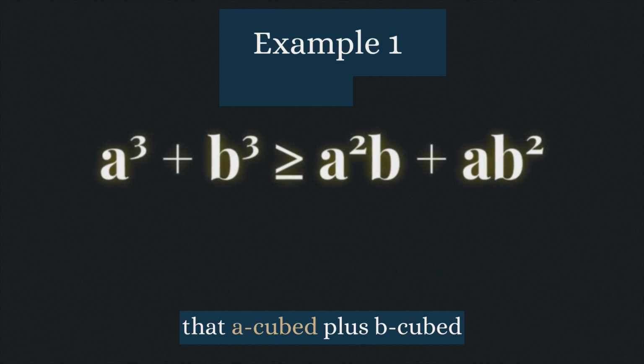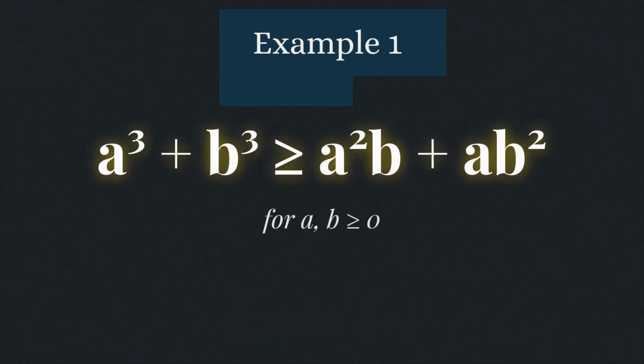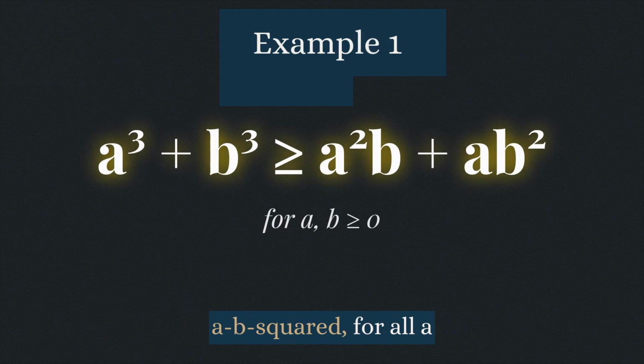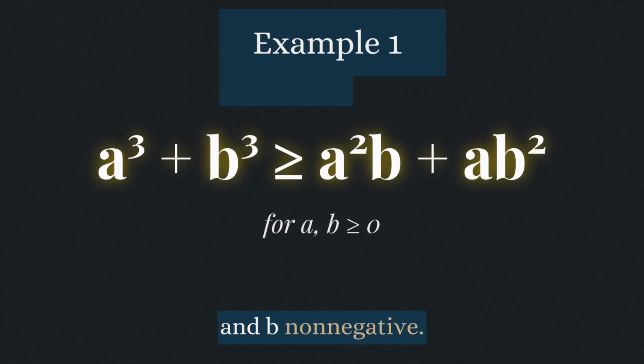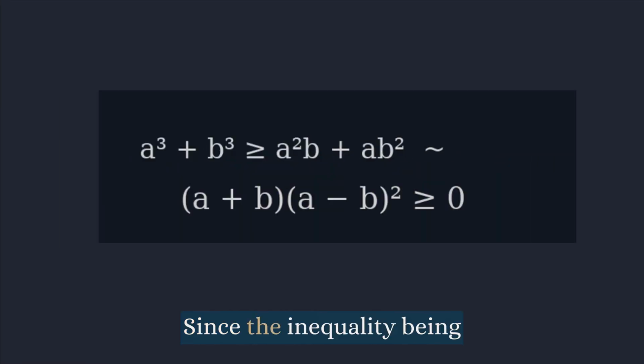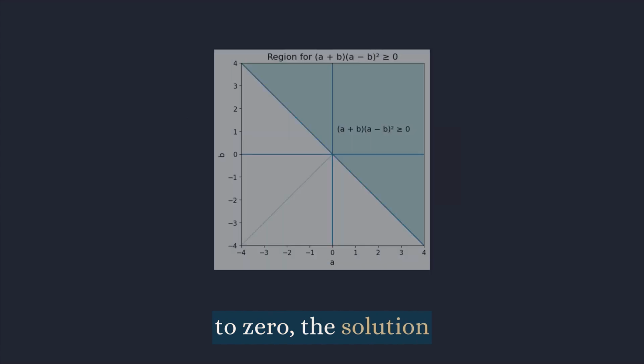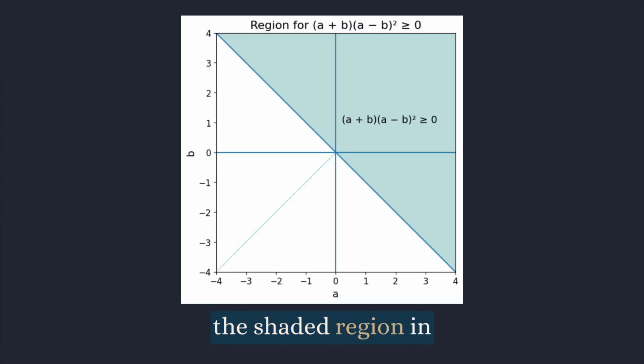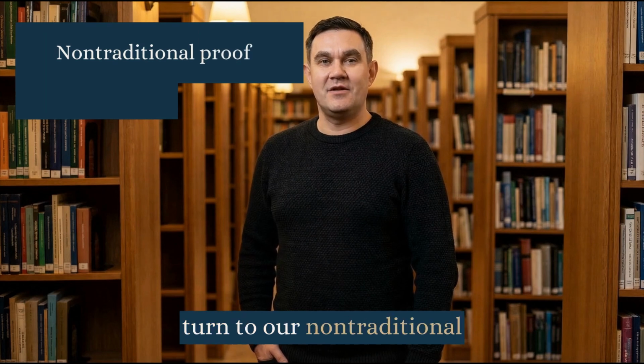We want to prove that a cubed plus b cubed is greater than or equal to a squared b plus a b squared for all a and b non-negative. Since the inequality being proved is equivalent to a plus b times a minus b squared greater than or equal to 0, the solution set is represented by the shaded region in the picture, from which it is clear that, for non-negative a and b, the inequality holds. But now, let us turn to our non-traditional proof.